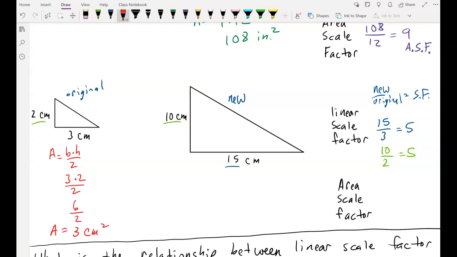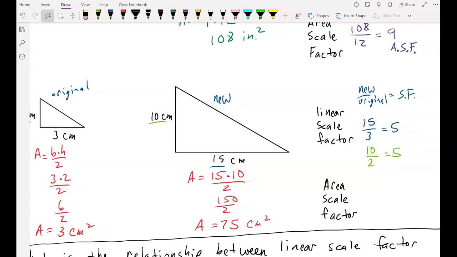What about the area of the new triangle? Well, that's still going to be the same. The base, which is 15, times the height, which is 10, divide that by 2. 15 times 10 is 150, divided by 2. 150 divided by 2 is 75. So the area of the larger triangle is 75 square centimeters.